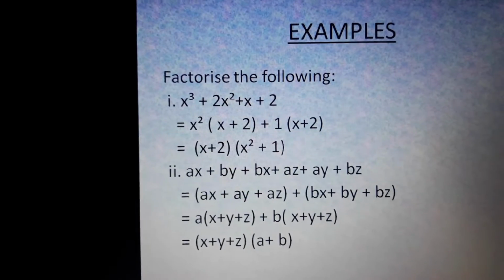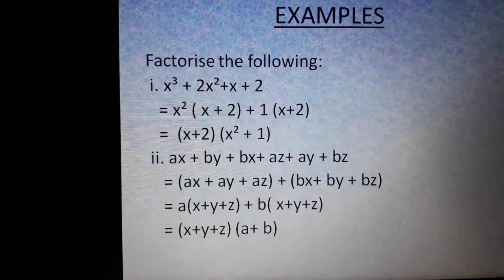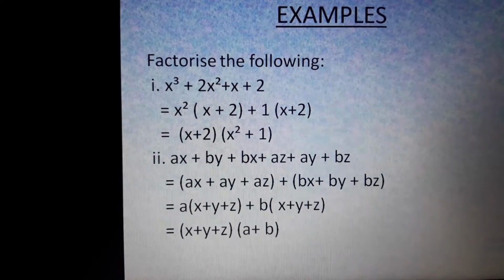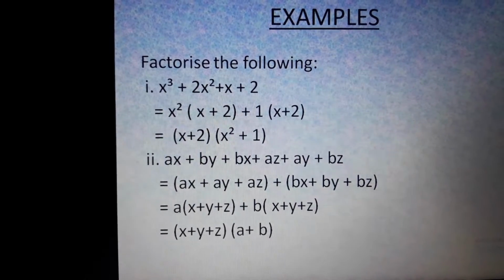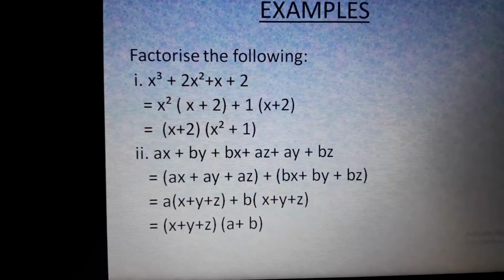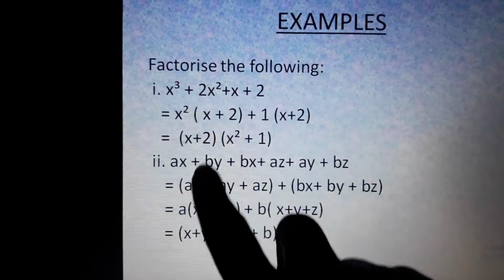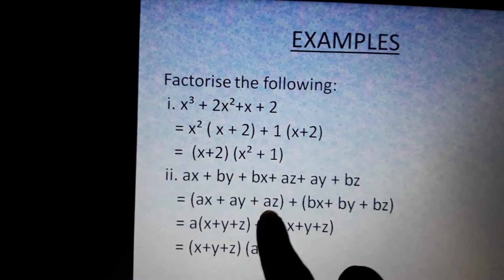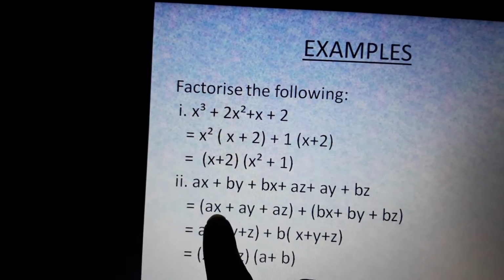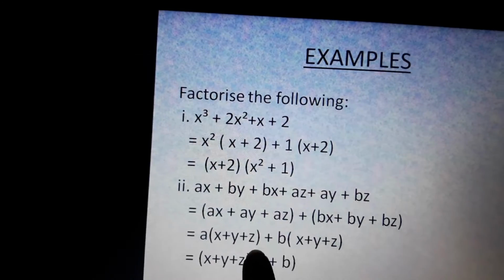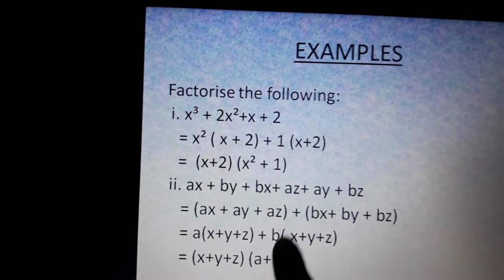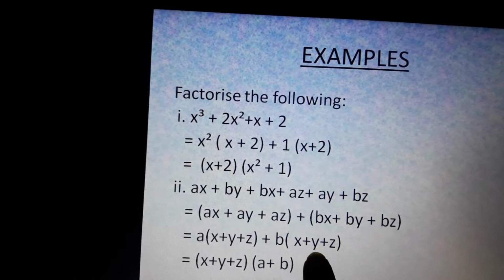See the second example: ax plus by plus bx plus az plus ay plus bz. Here we have taken ax plus ay plus az together, then plus sign, and we have taken bx plus by plus bz. In the first three terms, ax plus ay plus az, a is common. So we take a common, and in the bracket we are left with x plus y plus z. Close the bracket, then plus. In these three terms we have b common, so we take b common. In the bracket we write x plus y plus z.